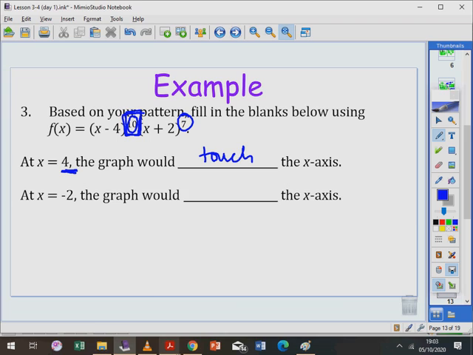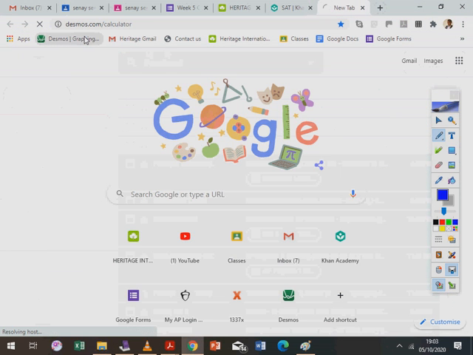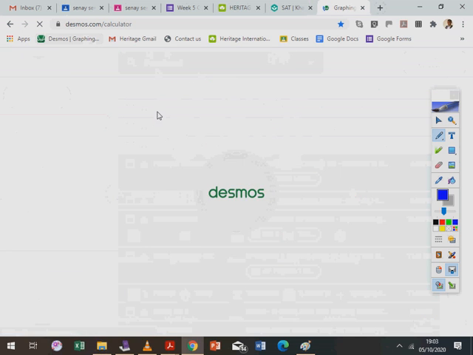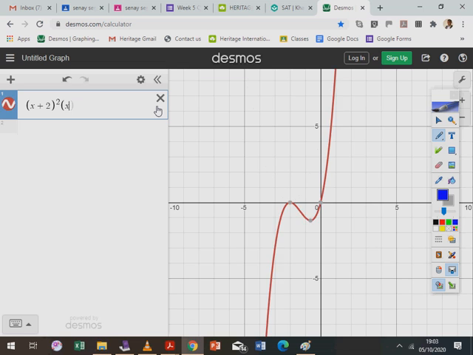If the power is even, so if I have x plus 2 squared, the graph will touch the x-axis, even if this is multiplied by x minus 3 cubed.